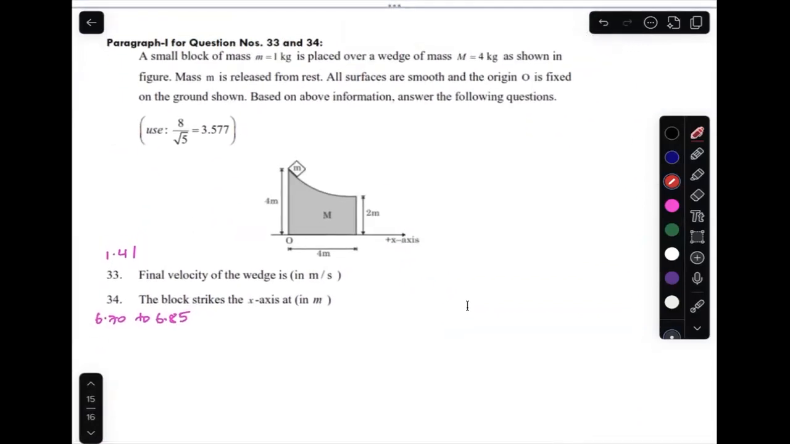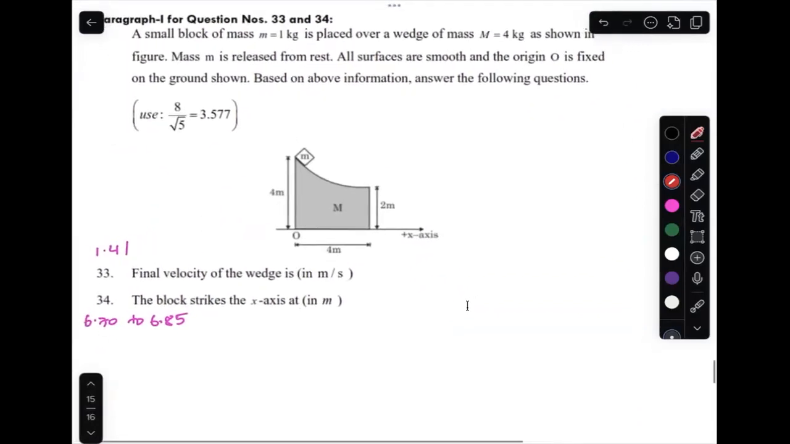It is a previous IIT question. There's no change in that. Only thing is, it is a multi-correct answer type question. This is given as a truncated cone. A small block of mass m equal to 1 kg is placed over a wedge of mass M equal to 4 kg as shown in the figure. Mass m is released from rest. All the surfaces are smooth and the origin O is fixed on the ground as shown.